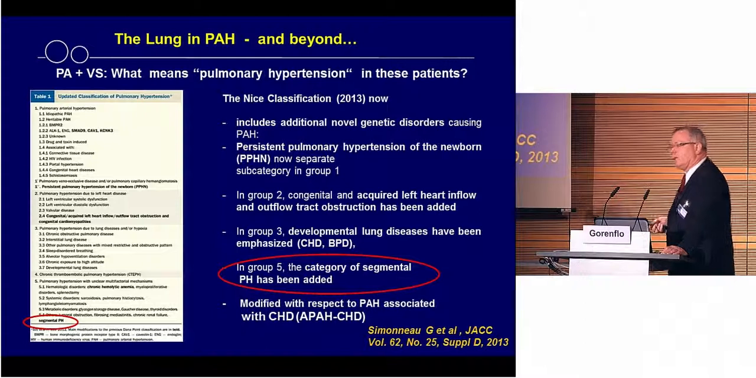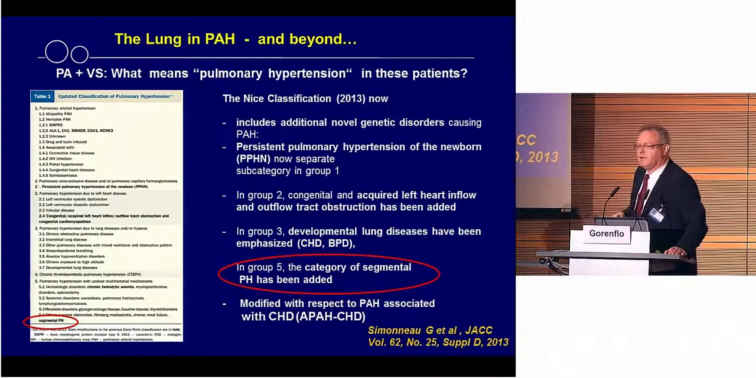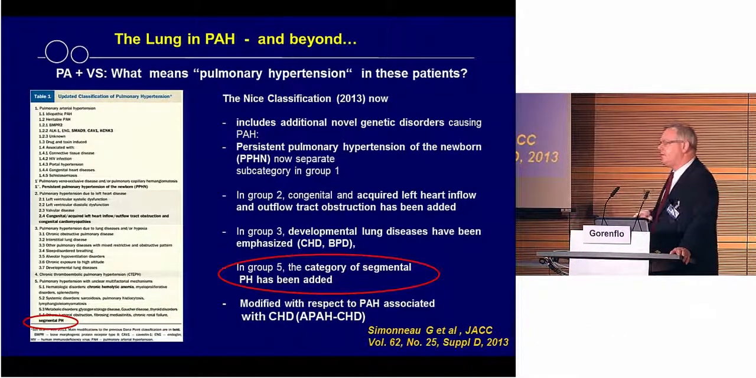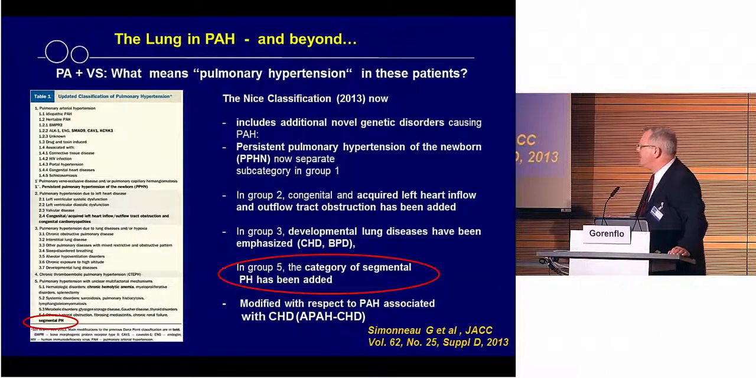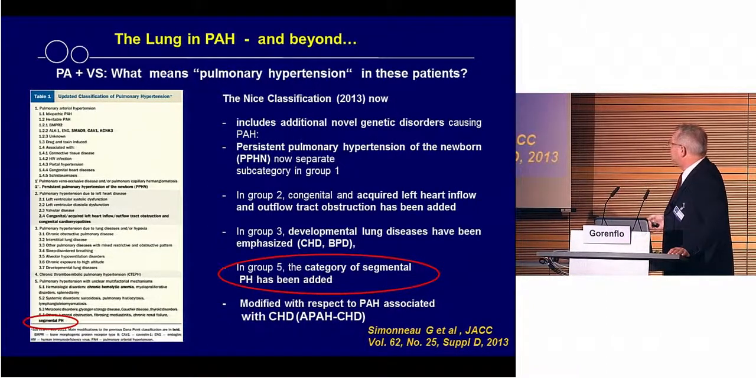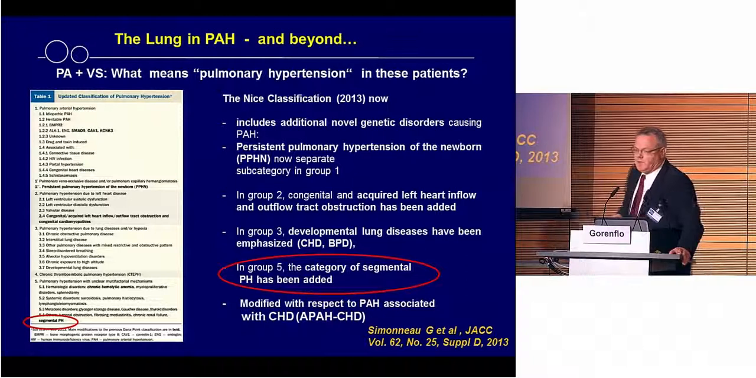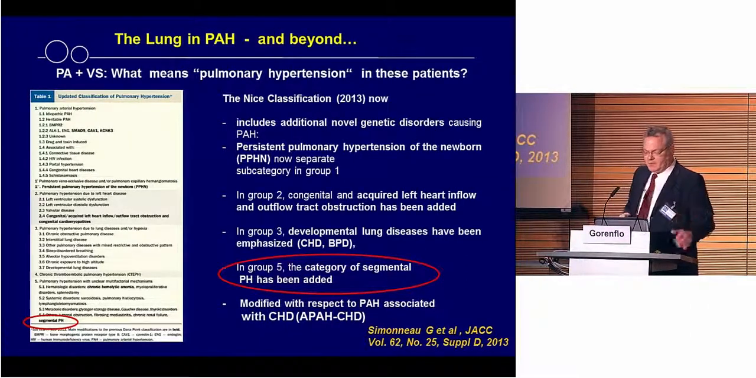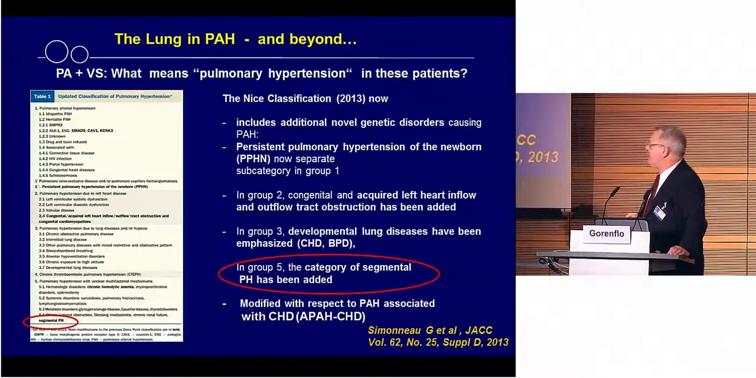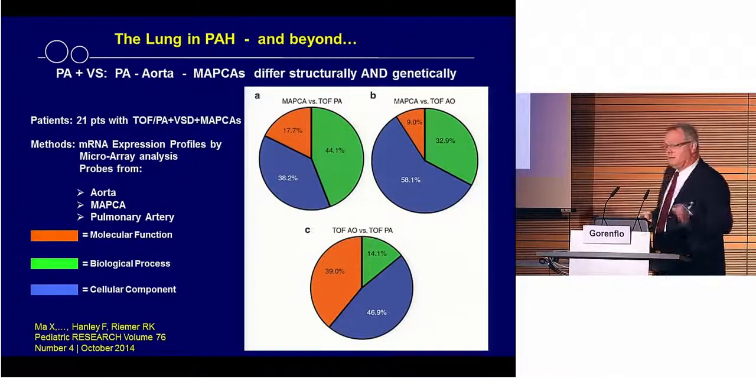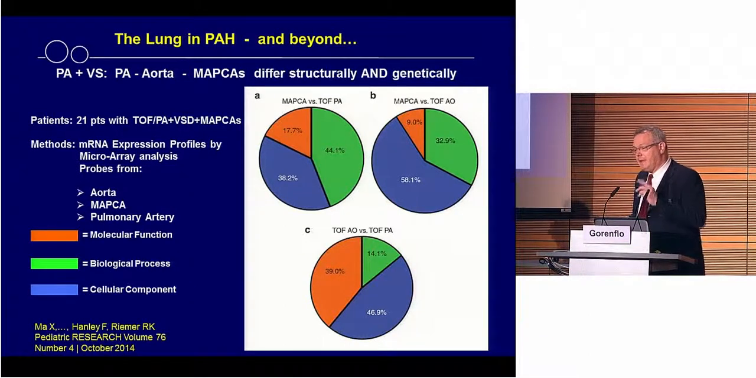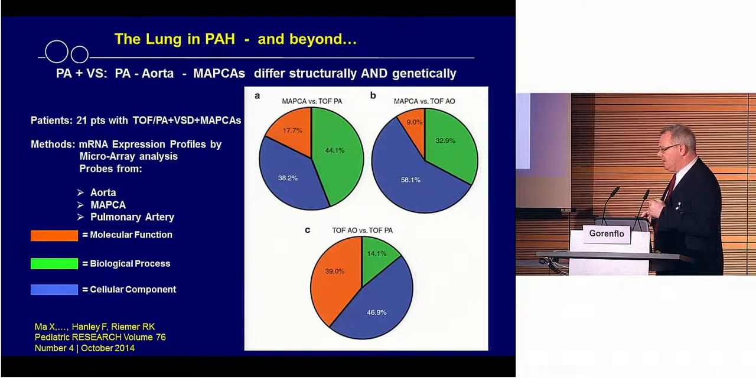So it's no wonder that almost 30 years later, pulmonary hypertension was included in international classifications of pulmonary vascular disease, also concerning congenital heart disease. And look what has been done in the last update in Nice in 2013. We now have a term called segmental pulmonary hypertension. That means we have to face that some parts of the lung are hypoplastic and others have classical findings of pulmonary arterial hypertension.